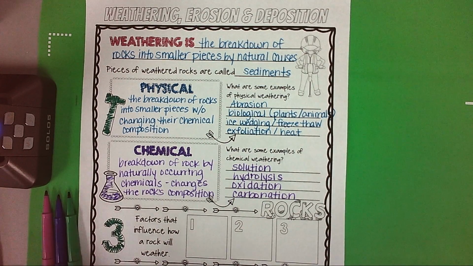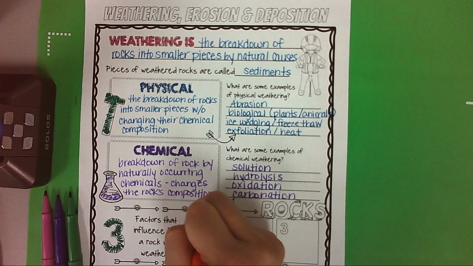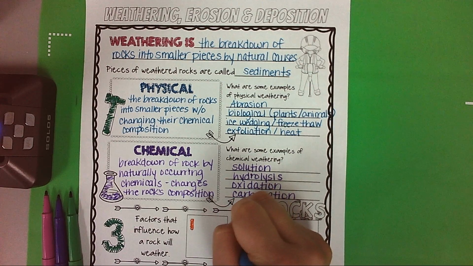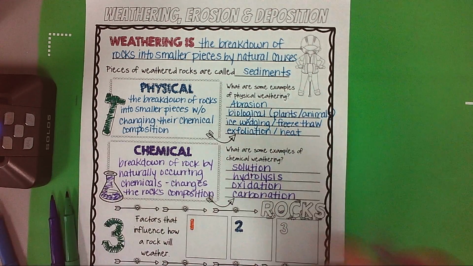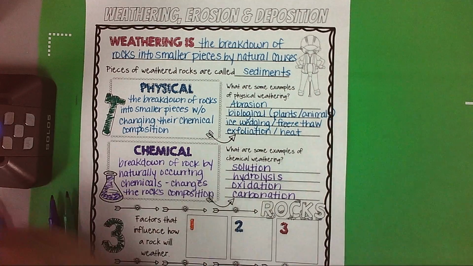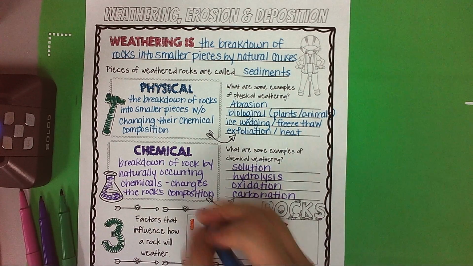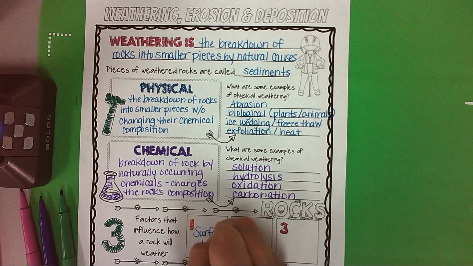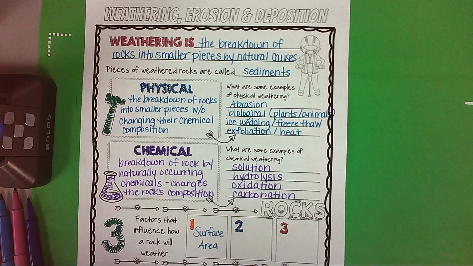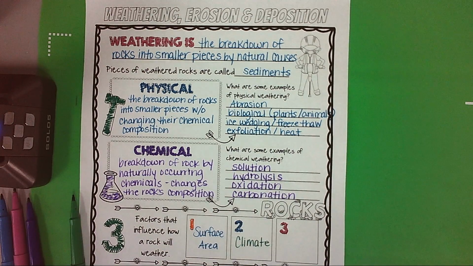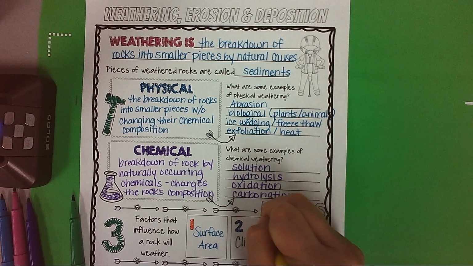Okay? So we have, remember, you can make your notes fun, coloring in all the different spots. Alright, so let's look at the first thing, surface area. How much surface is there of the rock? Okay. The climate. Climate has to do with temperature and weather conditions.